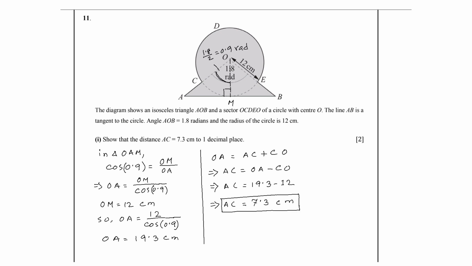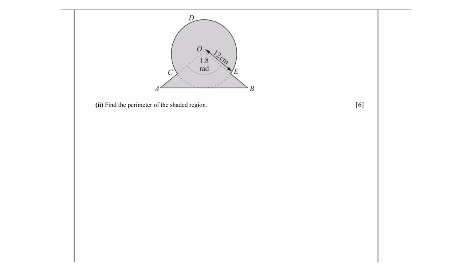Now let's move to the second part of this question. In the second part of this question, we have to find the perimeter of the shaded region. Let's write all the lengths that make up the perimeter. So here the perimeter is the arc length CDE plus AC plus BE plus AB. Now let's try to find each of the lengths individually and then add them together.